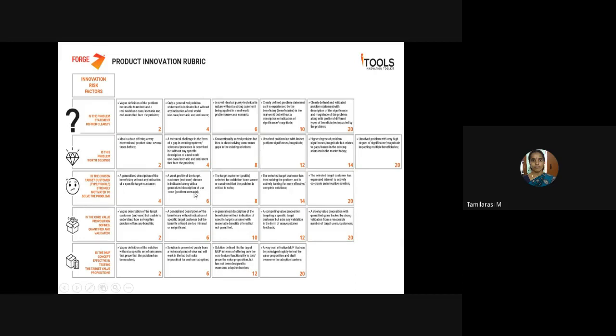So the third thing is the information that you have collected about the customer. If you know only generally that hospital people will use my product, or the farmer will use my product, then you will go for 4 or 6. But if you know specifically the particular community of people, for example, in hospital, the pharma people will use my project, in agri, the technician people will use my project, if you know the specific target customer, you can go for a mark score of 8, 14 or 20. So that is the third category.